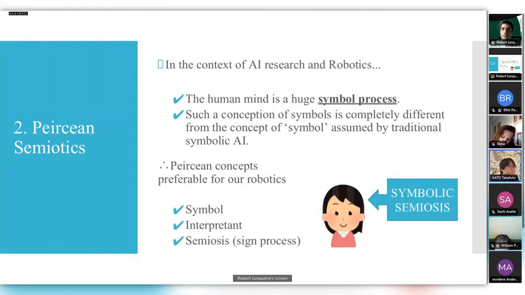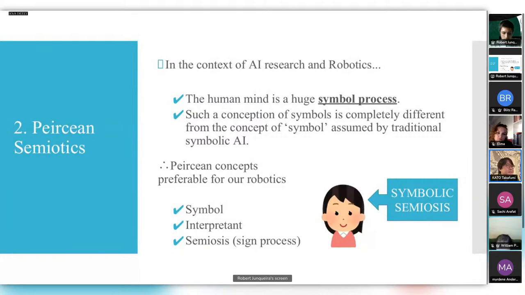Let's put Peirce's ideas we have seen so far in the context of AI research and robotics. According to Peirce, the human mind can be regarded as a huge symbol process. In other words, it is a huge bundle of habits, which is a result of a process of establishing adaptive habits by incorporating the semiosis of the external environment.